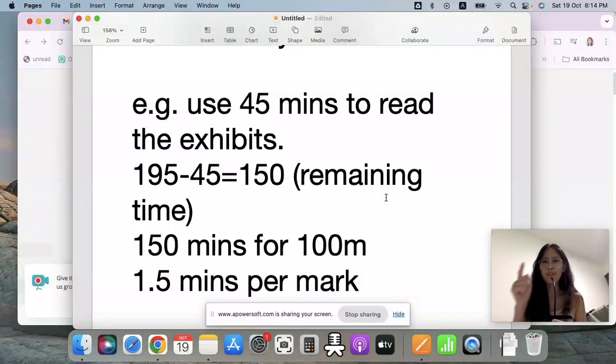I just remember that I've mentioned something wrong just now. I say that 150 minutes is 1.5 hours. No, it's actually 2.5 hours. If I'm not mistaken, it's 2.5 hours. So that was my mistake.